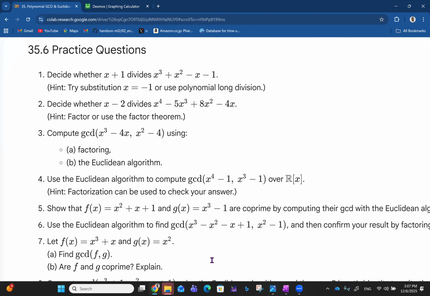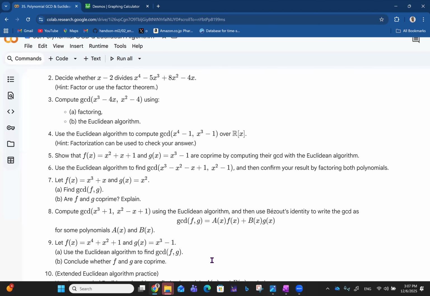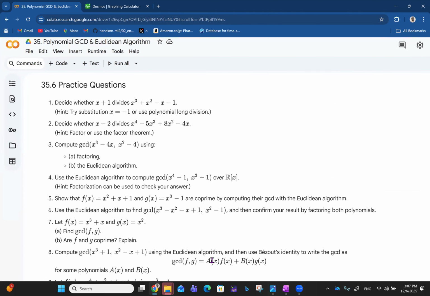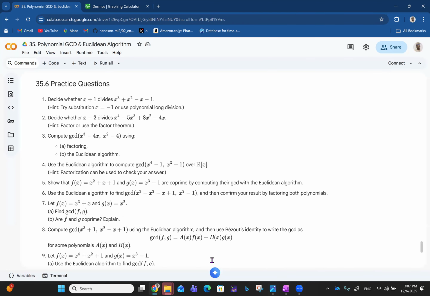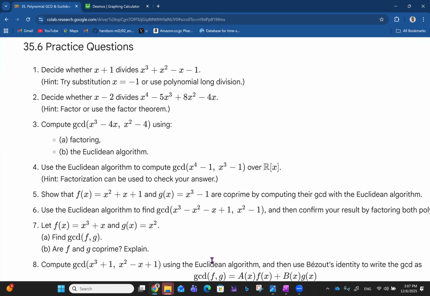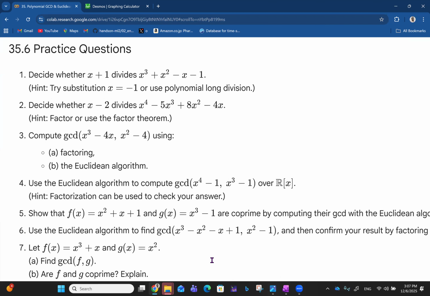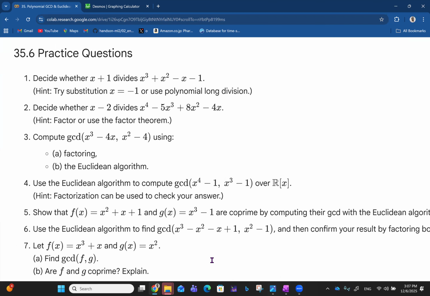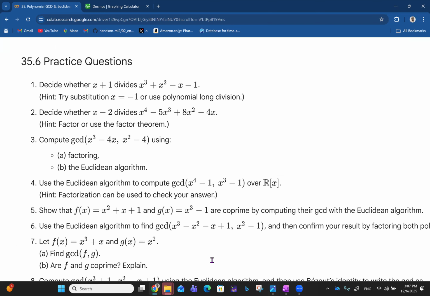So let's come to the practice questions, and I'll see if I can pick one question to drive home all the things I've been talking about. Okay, we have to see it in parts. So I'm looking for one problem to take care of.